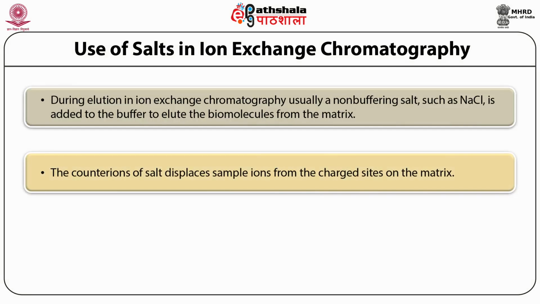The counter ions of the salt displace sample ions from the charged sites on the matrix. In general, divalent ions are much stronger displacers when compared to monovalent species. The smaller ions tend to have a higher elution strength than the larger ions of the same periodic group.